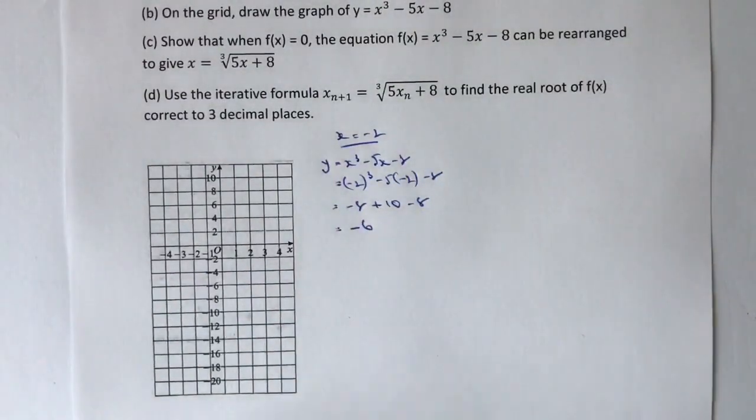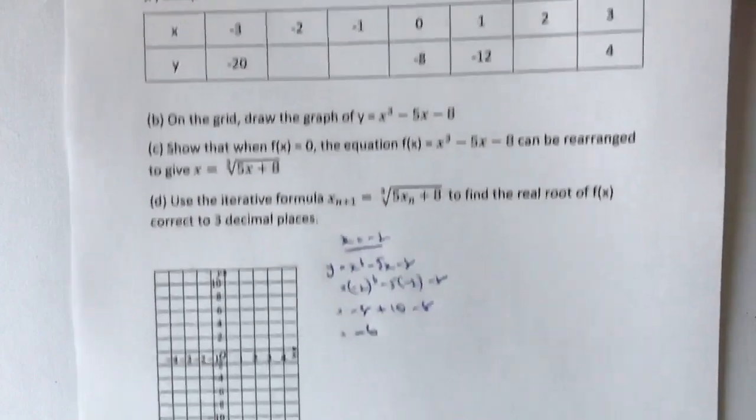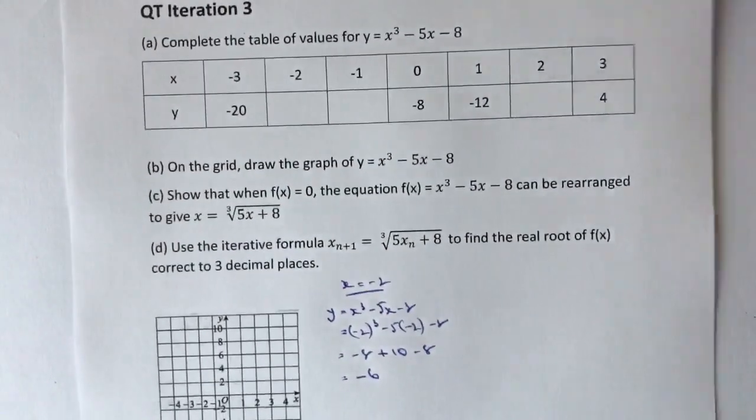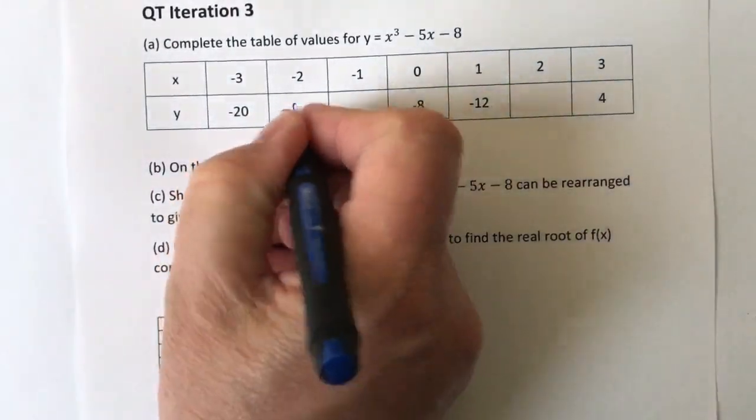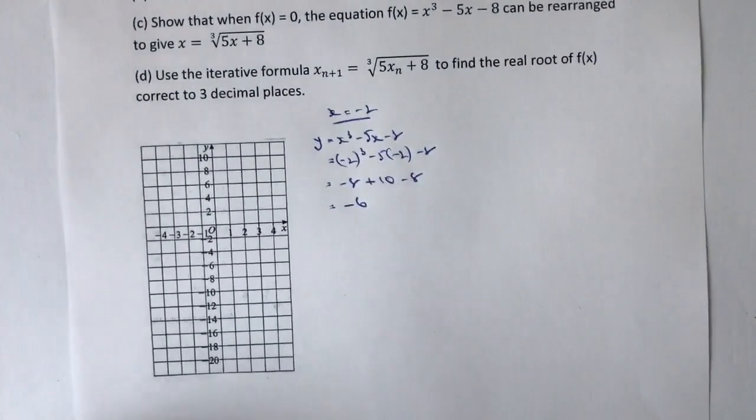Hopefully that's okay for you. I appreciate my writing is quite small at this particular time. It's only because we've got quite a lot of information to push into this piece of paper. So when x is -2, y is going to be -6. And then we're going to do the same with -1.